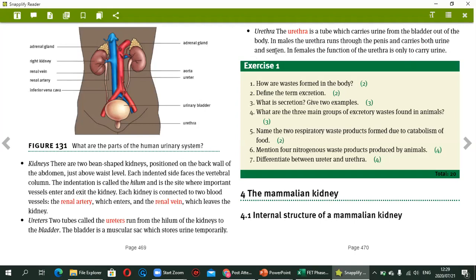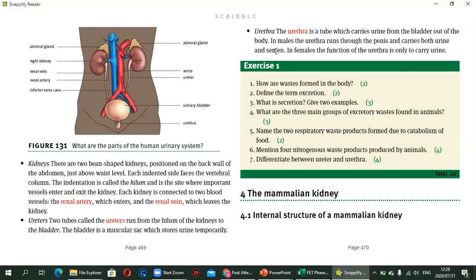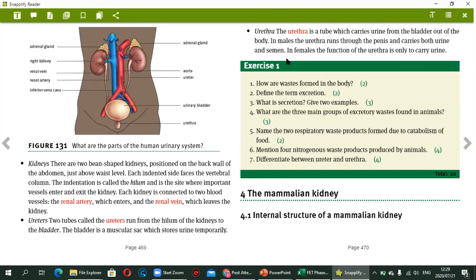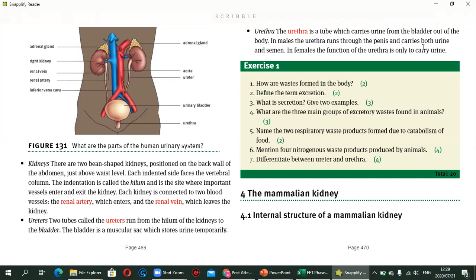So differentiate between the two and don't be confused when you find that it plays a role in both systems. And then in females, the function of the urethra is only to carry urine. So that's the difference here. In females, it only carries urine. So it means the urethra in females is only involved in the urinary system. But in males, it plays a role in the reproductive as well as the urinary system. That is then why you'd find the difference.